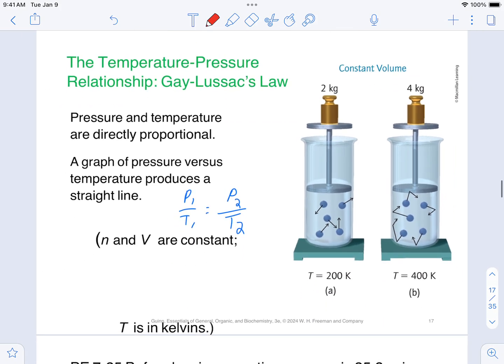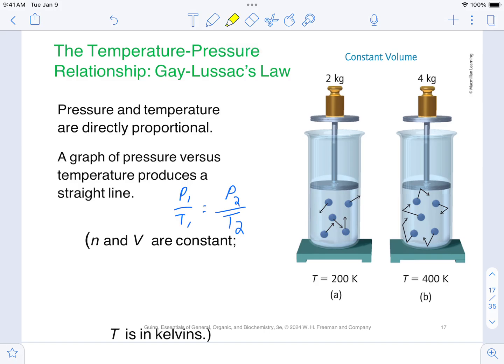Gay-Lussac's law. Your formula for Gay-Lussac's law is P1 over T1 equals P2 over T2. P stands for pressure here. Everything else is the same. Remember to put your temperature in Kelvin. This is treated exactly the same as Charles' law, algebraically. The only difference is you have pressure instead of volume.